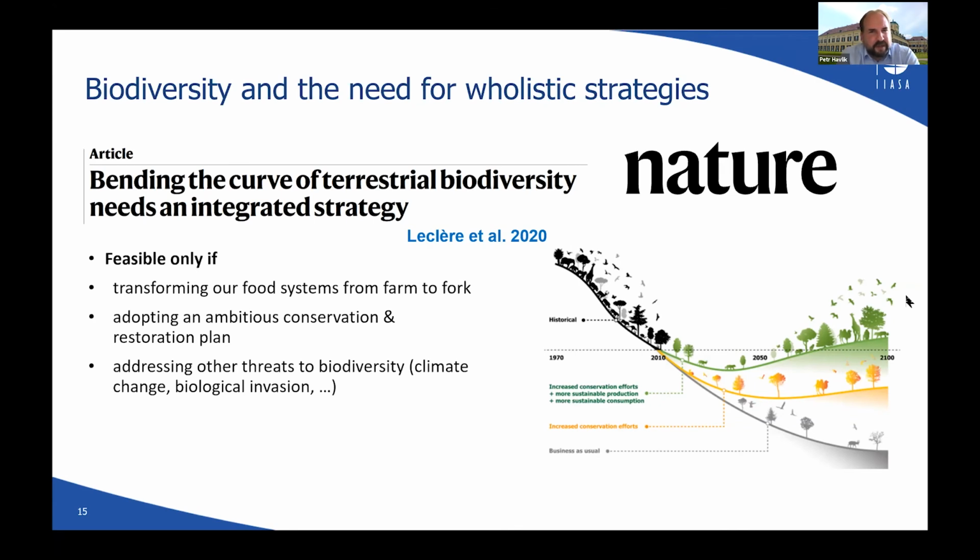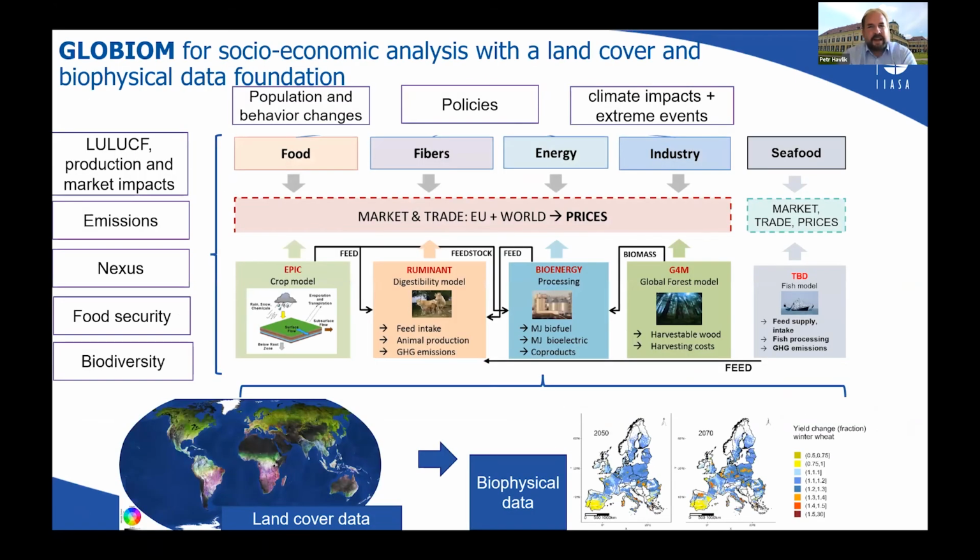This was also demonstrated in a recent paper by my colleague David Leclerc, who looked whether we would have enough measures to not only stop the biodiversity loss, but even to revert the curve and allow biodiversity to start again to increase. And he found that transforming our food systems together with ambitious conservation and restoration plans, but also addressing other threats to biodiversity, such as climate change impacts and invasion of non-native species, would make it possible to revert the biodiversity loss curve.